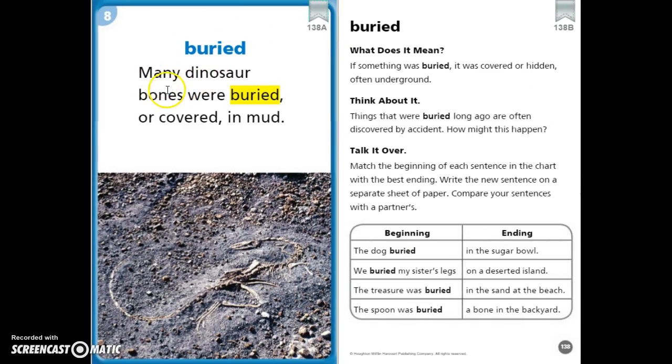Buried. Many dinosaur bones were buried or covered in mud. If something was buried, it was covered or hidden, often underground. Things that were buried long ago are often discovered by accident. How might this happen? Why don't you take a guess? Think about how does that happen? Talk about it with your learning adult. Match the beginning of each sentence in the chart with the best ending. Compare your sentences with your learning partner at home.